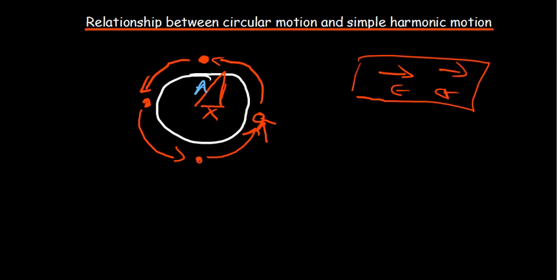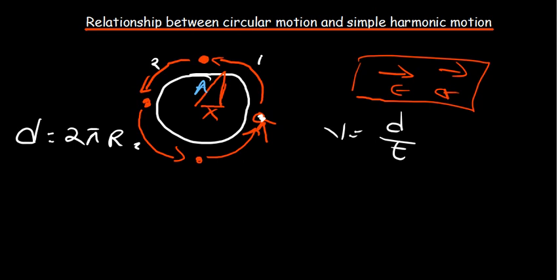Now we need to understand that velocity is distance over time, or displacement over time. But the distance in this particular case is just the circumference of the circle. So the distance is 2 pi r. And the time we are talking about here is the period, the time it takes to complete one cycle. Let me say this is arrow 1, this is 2, this is 3, this is 4.